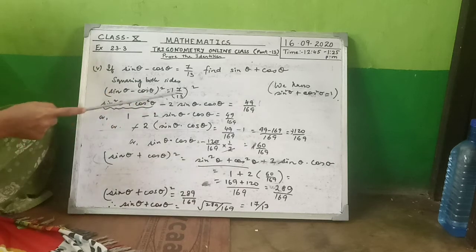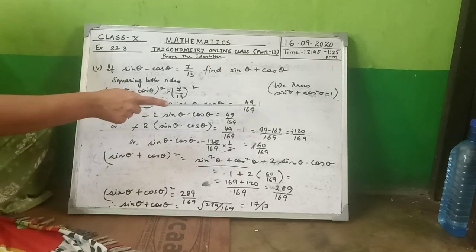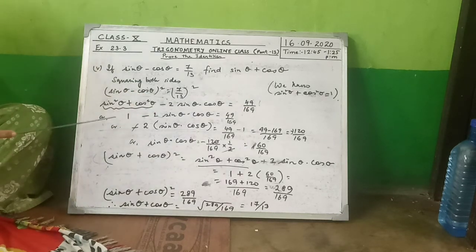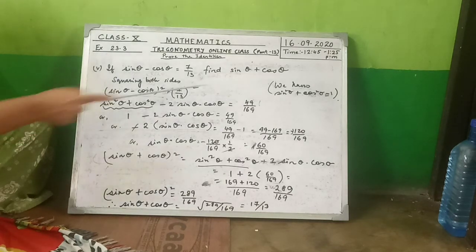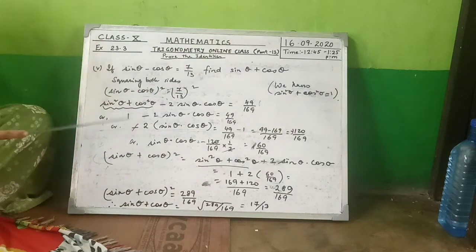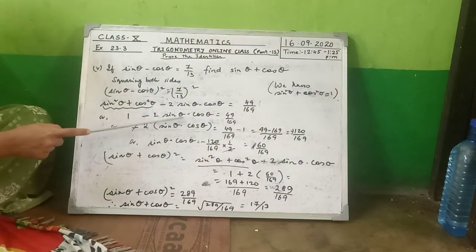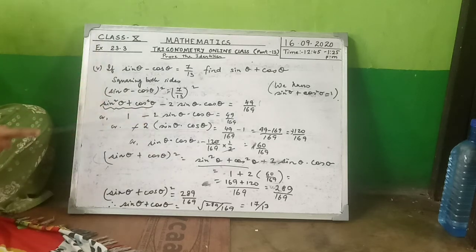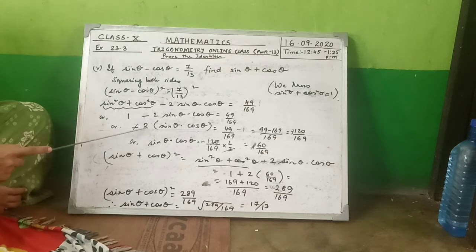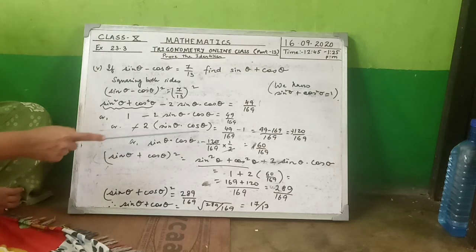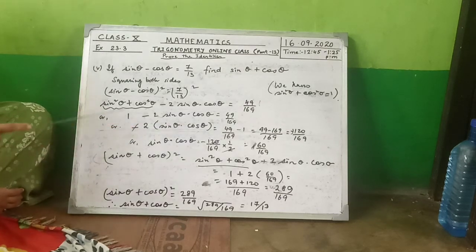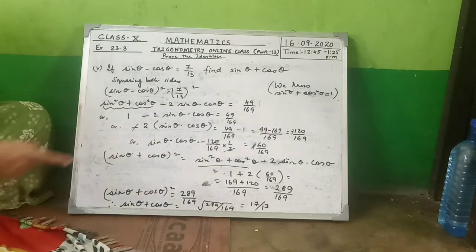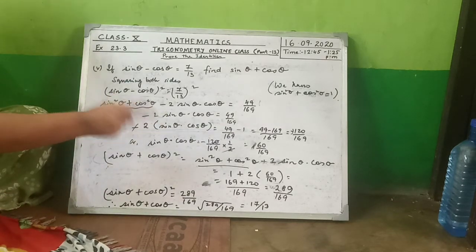That is equal to, if we square 7 and 13, what will we get? 49 by 169. So 1 minus, we know sin square theta plus cos square theta is equal to 1. So 1 minus 2 sin theta into cos theta is equal to 49 by 169. So minus 2 sin theta into cos theta is equal to 49 by 169, and this 1 will be transposed to that side. From plus 1 it will become minus 1.